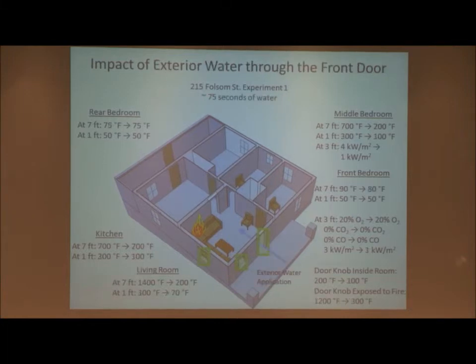Impact of water through the front door drops the living room temperatures at the ceiling from 1,400 to 200. The kitchen back here goes from 700 to 200. At the floor, it goes from 300 to 100 Fahrenheit.